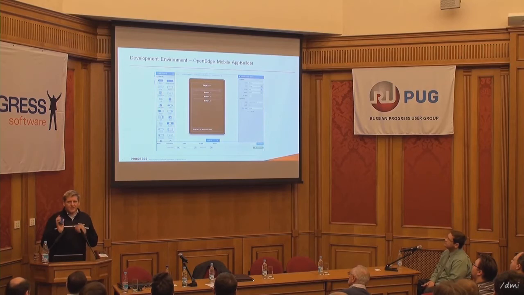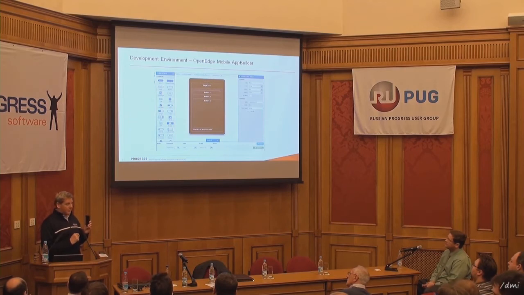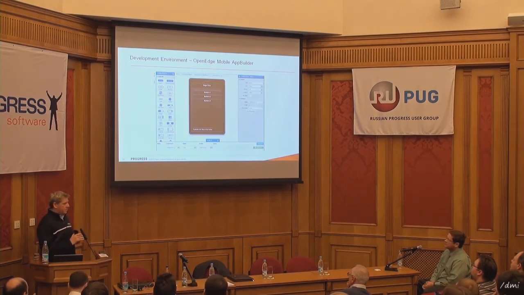But the way that you write the application on the front end is you use something called the OpenEdge Mobile App Builder, which is a drag and drop WYSIWYG way of designing and creating your front-end application.